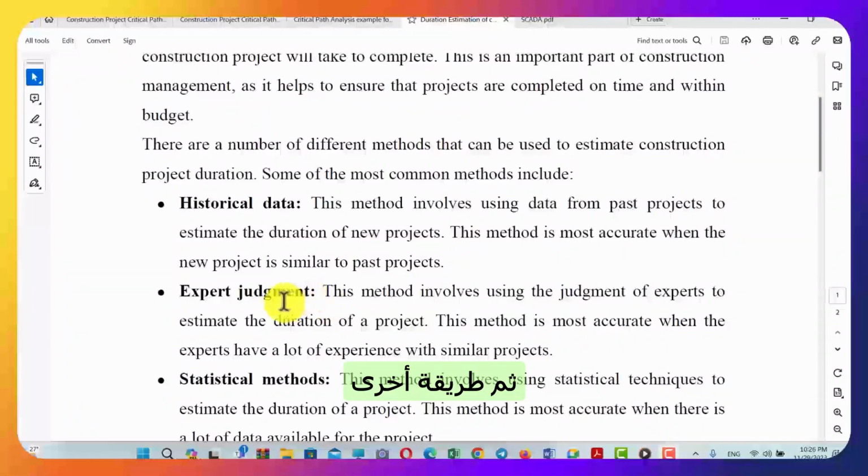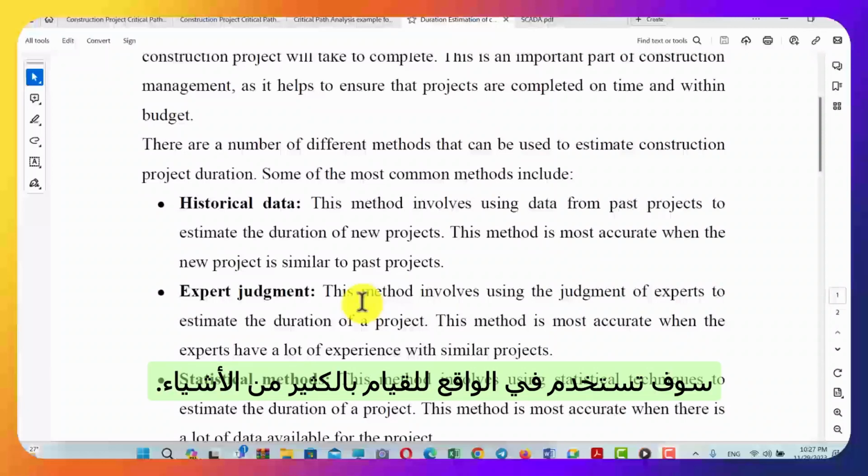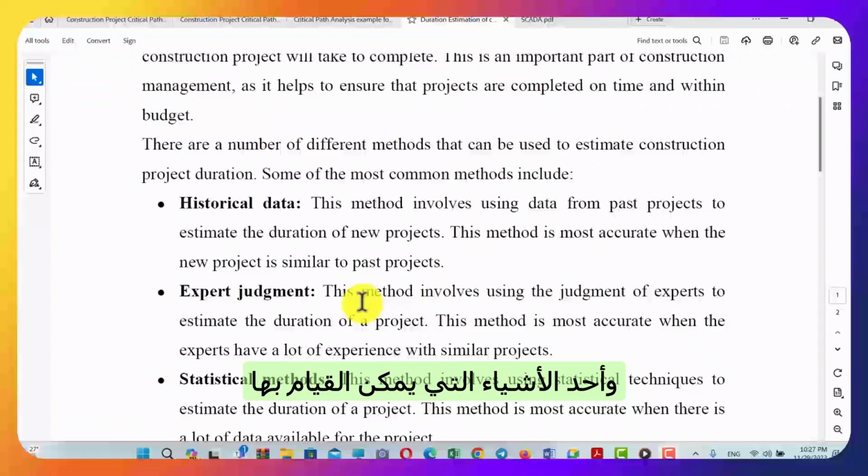Then another method is the expert judgment. What does this mean? As we have seen before, and as it is well known to everyone who's involved in project management, expert judgment is one of the most important tools and techniques that the project manager and the project team would use to do a lot of things. And one of the things that might be done is this process of duration estimation, or the estimation of the duration of the project.